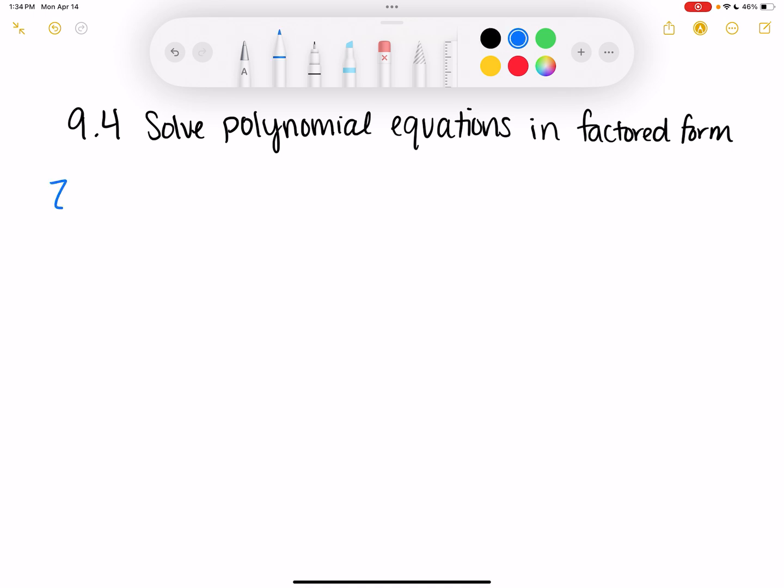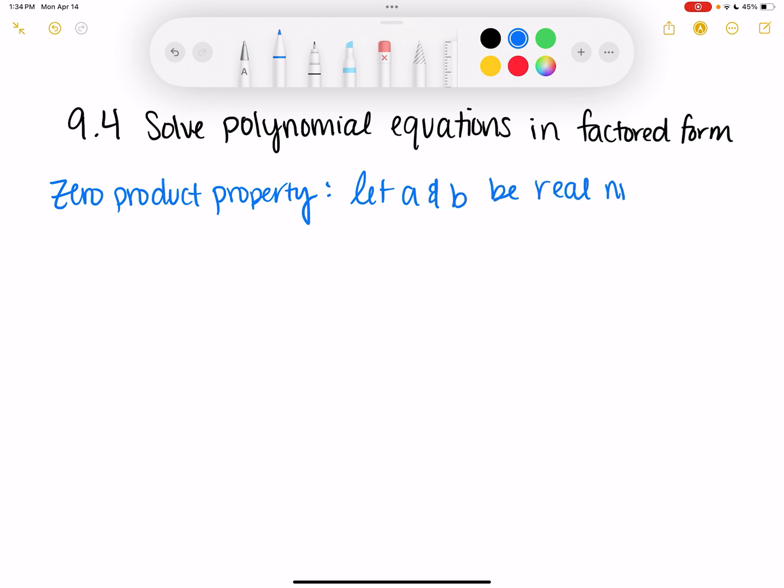So we have the zero product property, which says let A and B be real numbers. If A times B equals 0, then A is equal to 0 or B is equal to 0.